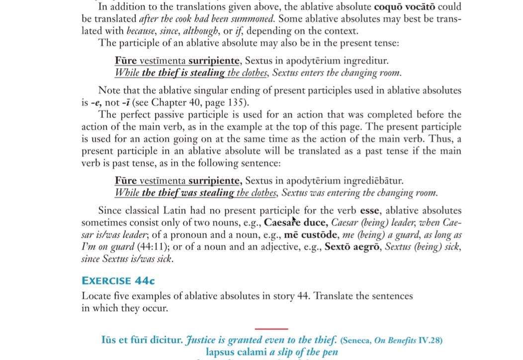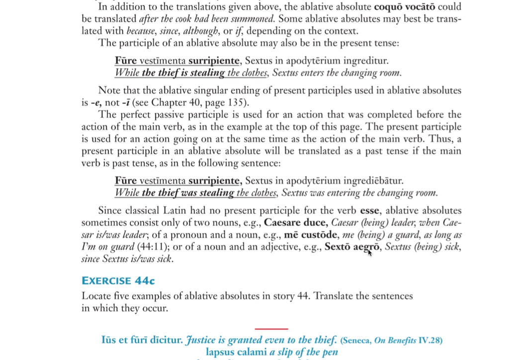But that doesn't take the nuance of the ablative, or ablative absolute particularly, into account. So with these, we sort of introduce words of our own in English: Caesar being leader, or when Caesar is leader or was leader, depending on the tense of the main verb that comes after that. So that's another usage. It could be noun, when Caesar was leader. With me as a guard, me custode. And also we can do noun, adjective here.